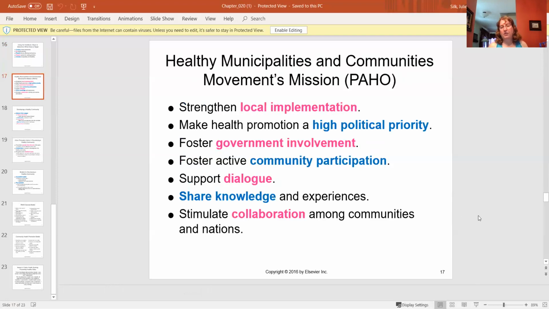Healthy Municipalities and Communities Movement Mission. This strengthens local implementation. It makes health promotion a high political priority. It fosters government involvement. It fosters active community participation. It supports dialogue, which is good because you want people to be able to talk about things openly without issues. You share knowledge and experiences and stimulate collaboration among communities and nations.